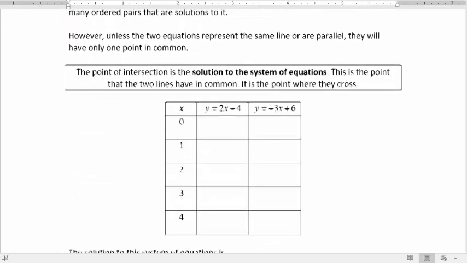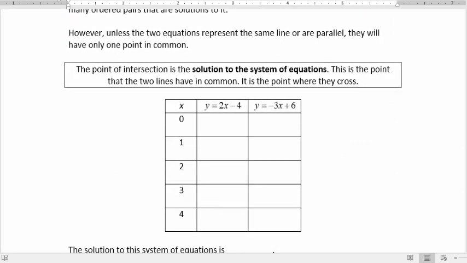However, unless the two equations represent the same line or they're parallel lines, they will have only one point in common. And that's what we're going to be searching for, the one point that they have in common. And that one point that they have in common, which we might call the point of intersection, is going to be the solution to the system of equations.